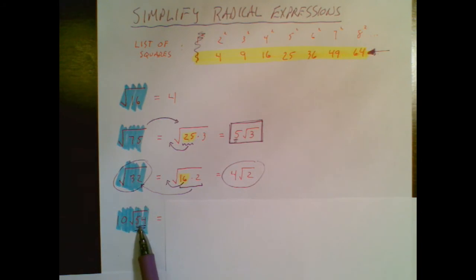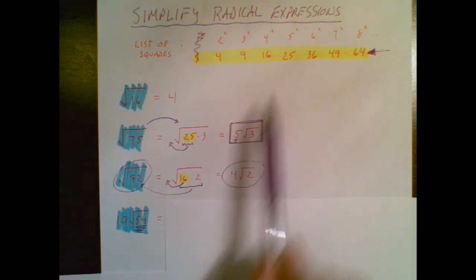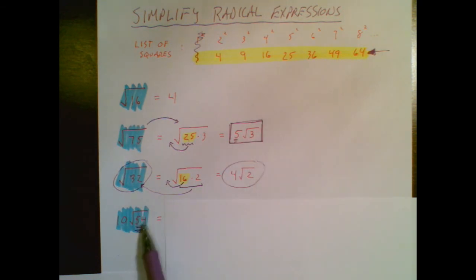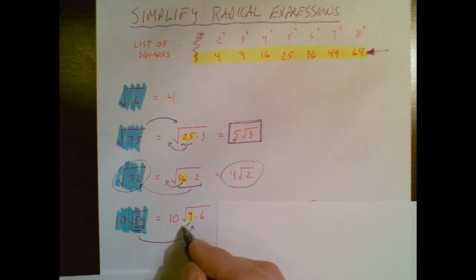49 does not divide evenly into 54, so I go to 36. That also does not divide evenly in. 25 doesn't divide evenly in. 16 does not divide evenly in, but you might be tempted and you might need to go to your calculator to try to divide it and see if it works. 9 does divide evenly into 54, so that's the largest perfect square. I rewrite the 54 as a 9 times 6. The advantage of doing that is the 9 is a perfect square, so it gets to go to the outside as a 3, because the square root of 9 is 3.